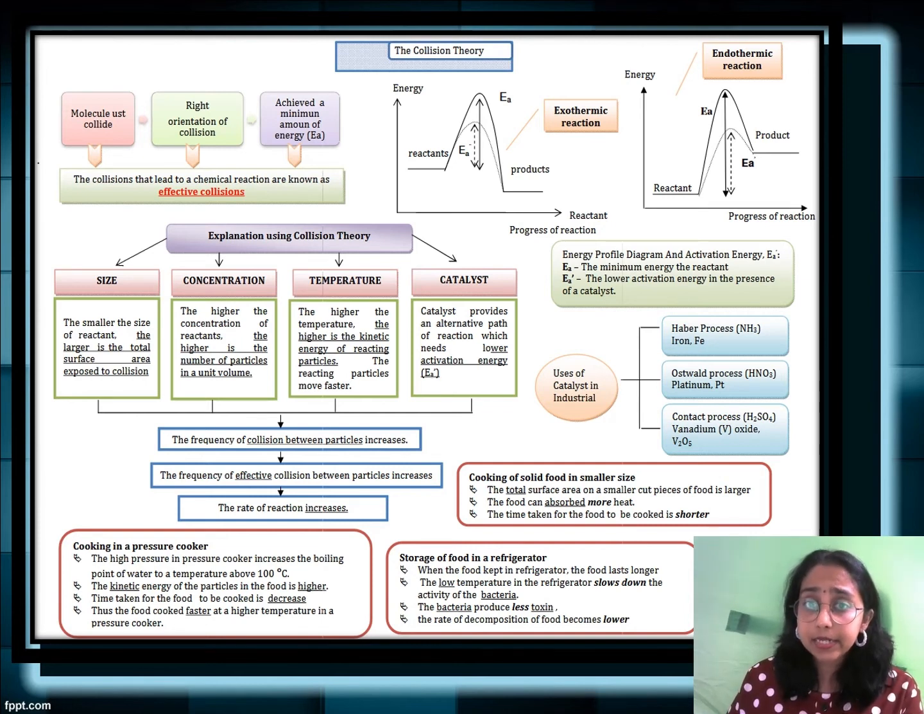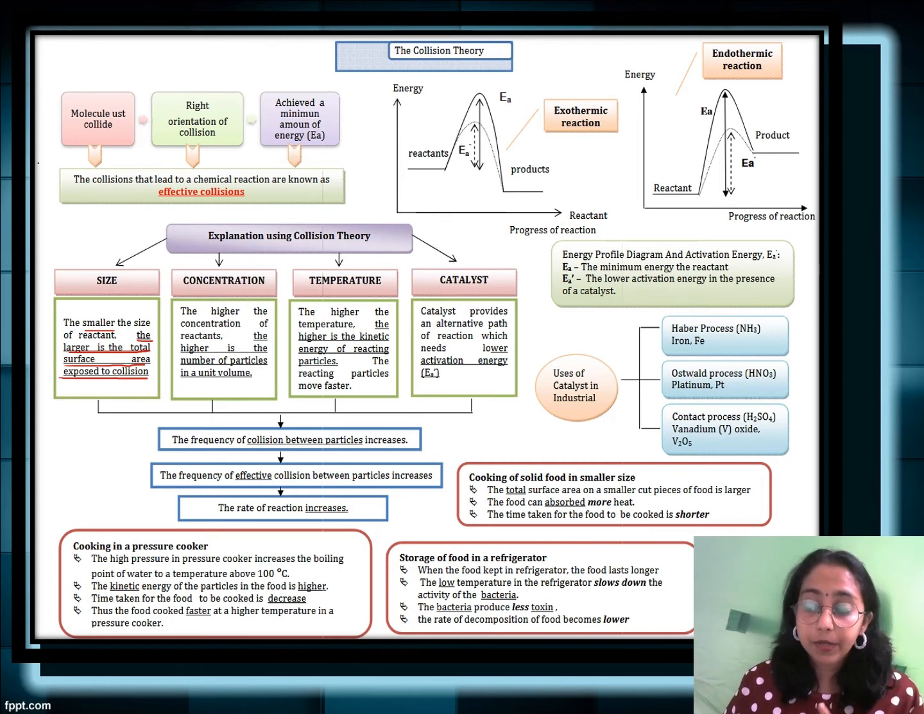Collision theory means the collision must occur at the correct orientation and the colliding particles must achieve the lower activation energy, which will result in an effective collision. Then only it can result in the reactions. Now, when we are talking about collision theory, there are a few things you have to emphasize. First, when we are talking about size, students, as I told you earlier, the smaller the size, we will relate to the larger total surface area exposed to collision. So when you write your essay later, make sure you emphasize this.